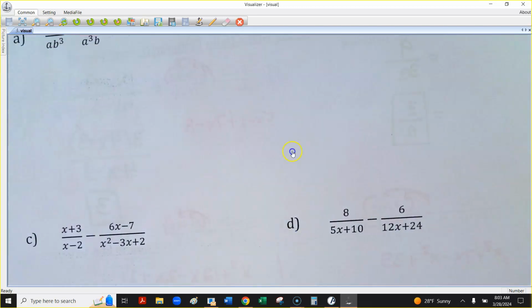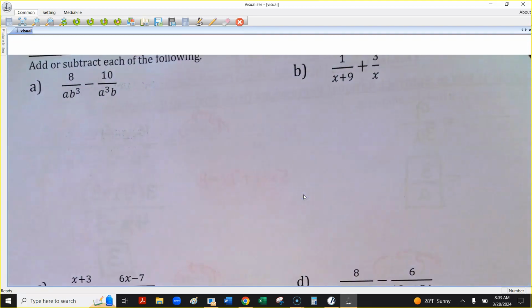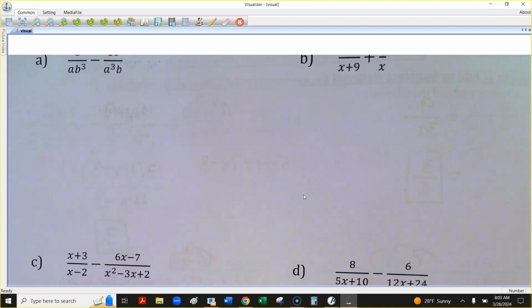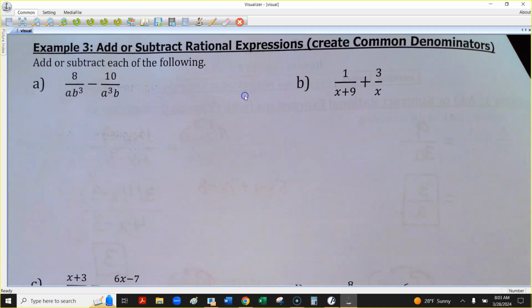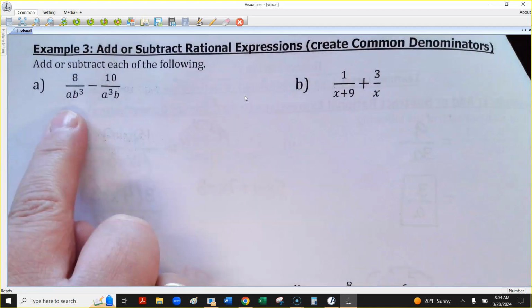Okay, so here's what we're going to do on the back, because we're going to create these and then add these guys together. Maybe we're going to do this. I can't get this on the screen. All right, so I'm going to add or subtract. All right, so these denominators don't match, so we've got to make them match.